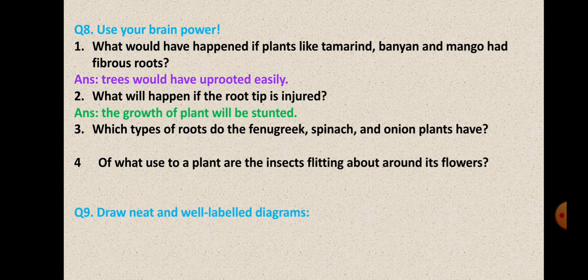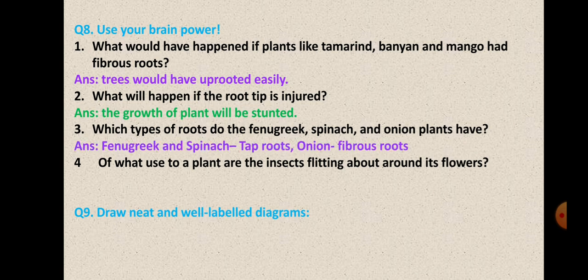Okay. Third one is, which types of roots do the fenugreek, spinach and onion plants have? These are not very strong plants. So fenugreek and spinach have tap roots, and onion has fibrous roots. Okay. Shall we go to the fourth one?